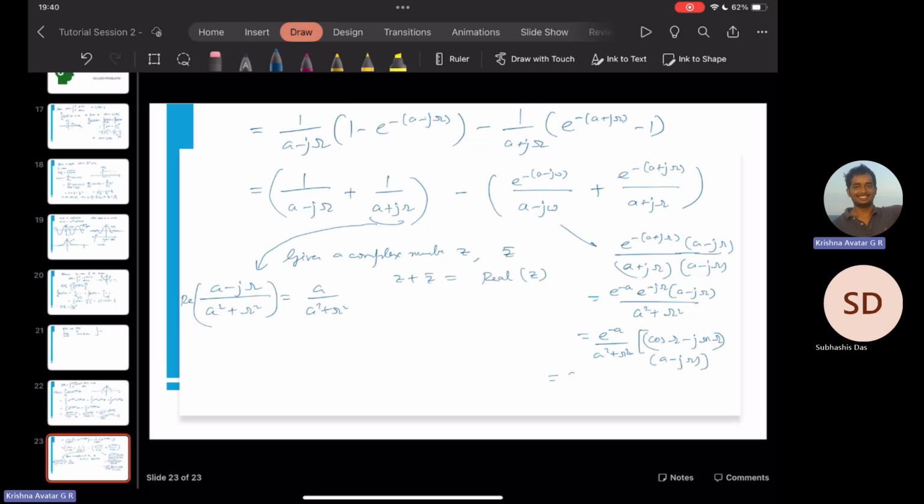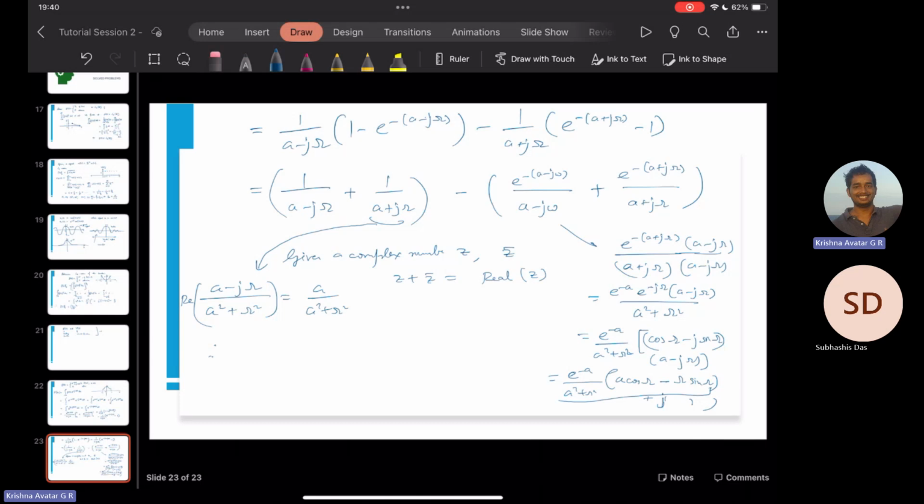And when you take a look at this e to the power minus a by a squared plus omega squared, then you will have a cosine omega, right? And of course this is imaginary, so you'll have plus j squared omega sine omega, so it then becomes just minus omega sine omega. And the rest will be some imaginary component. We don't care about that, right? So it so happens that the real part is just this.